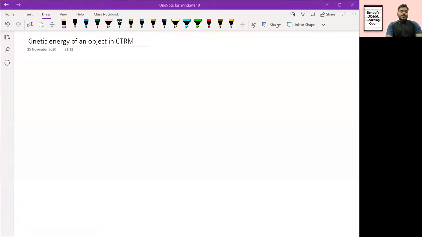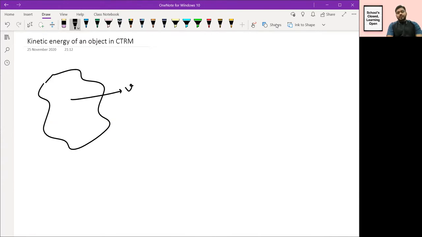So let's say we have an object, any random object, which is moving with some velocity, that is Vcm. This is the velocity of the center of mass. Every single particle will be moving with this same velocity, right? And it is rotating about its center of mass with angular velocity omega, right? Now we have to write the kinetic energy of this entire object. How do we do that?